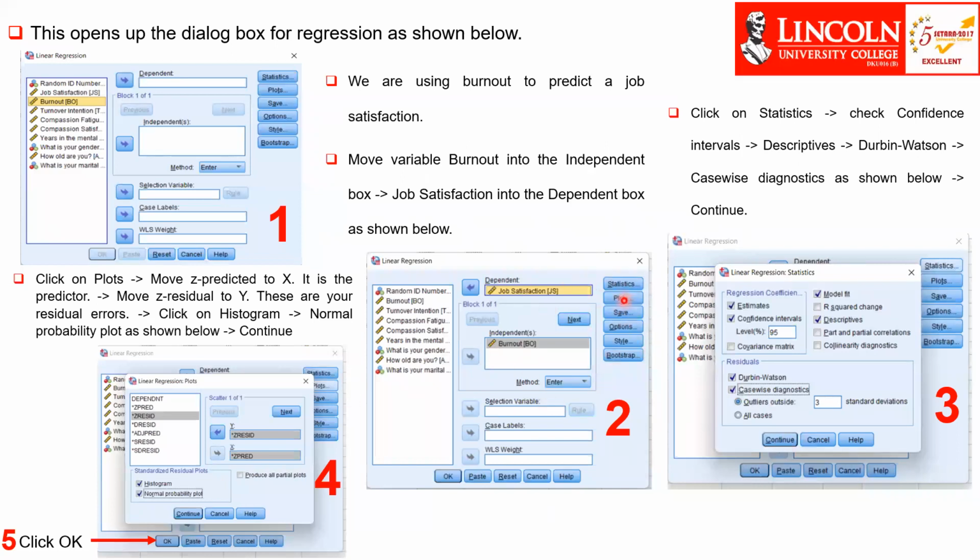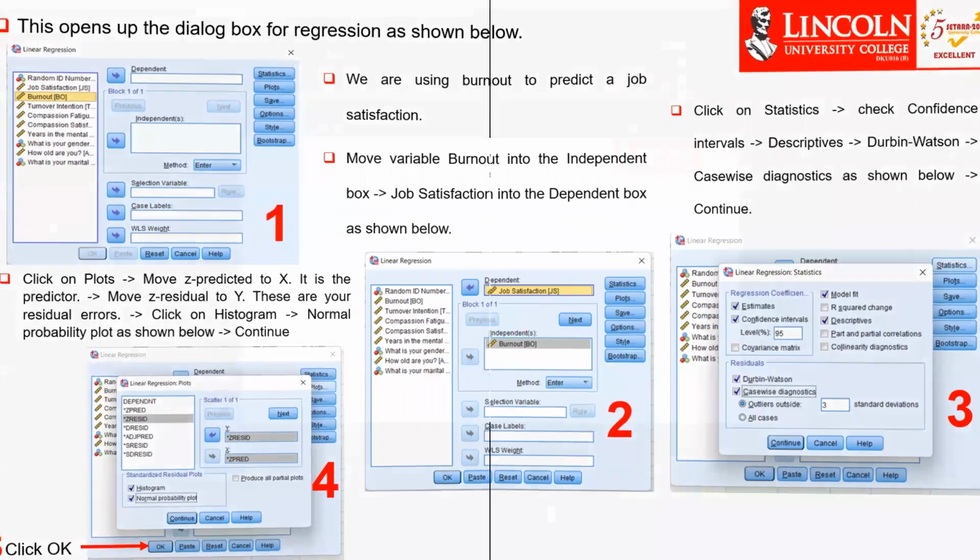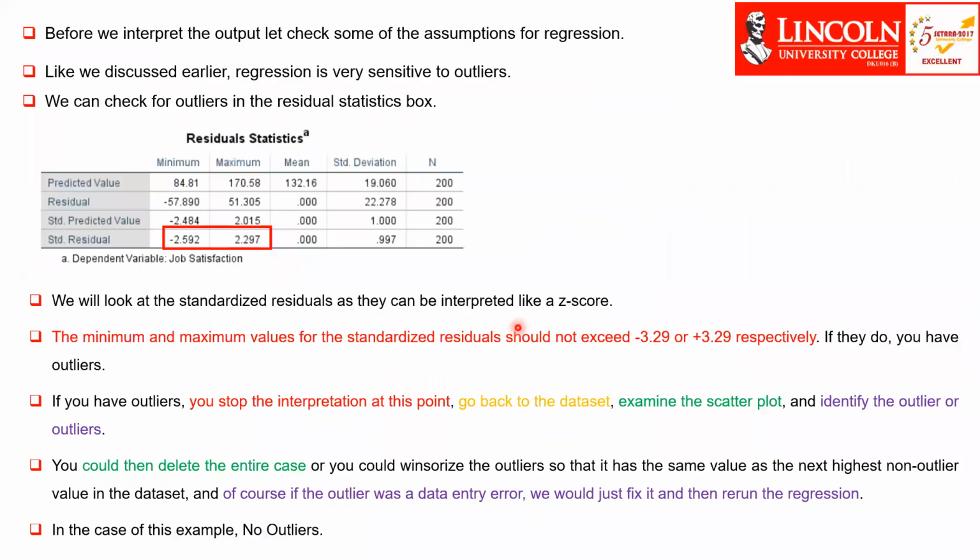So you click on Plots. Once you click on Plots, you move Z predicted to your X, and it is the predictor. And now, you move Z residual to Y. These are your residual errors. Then you click on histogram as well as normal probability plot. Then you click Continue. Once you're done with that, it will return to something like this. So you just click on OK. Once you click on OK, what you're expecting is an output result of this kind.